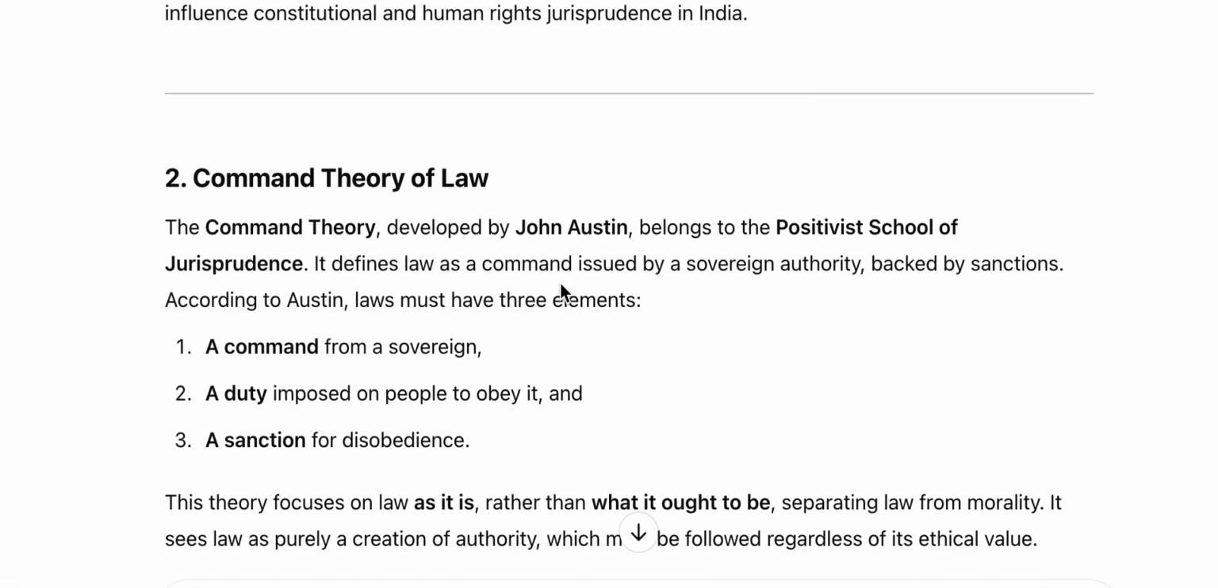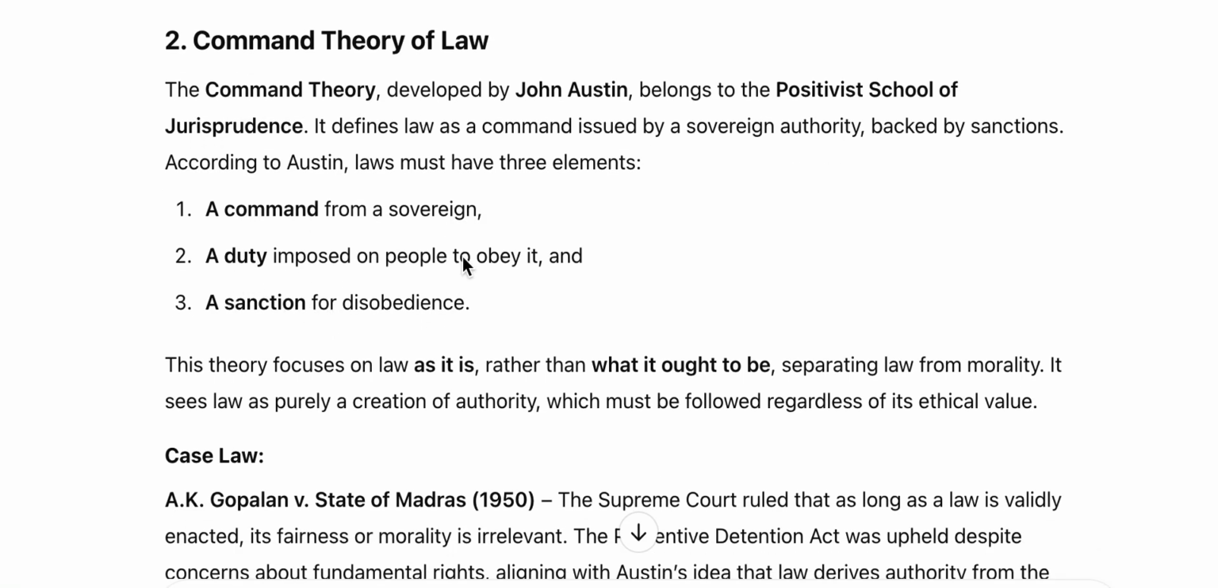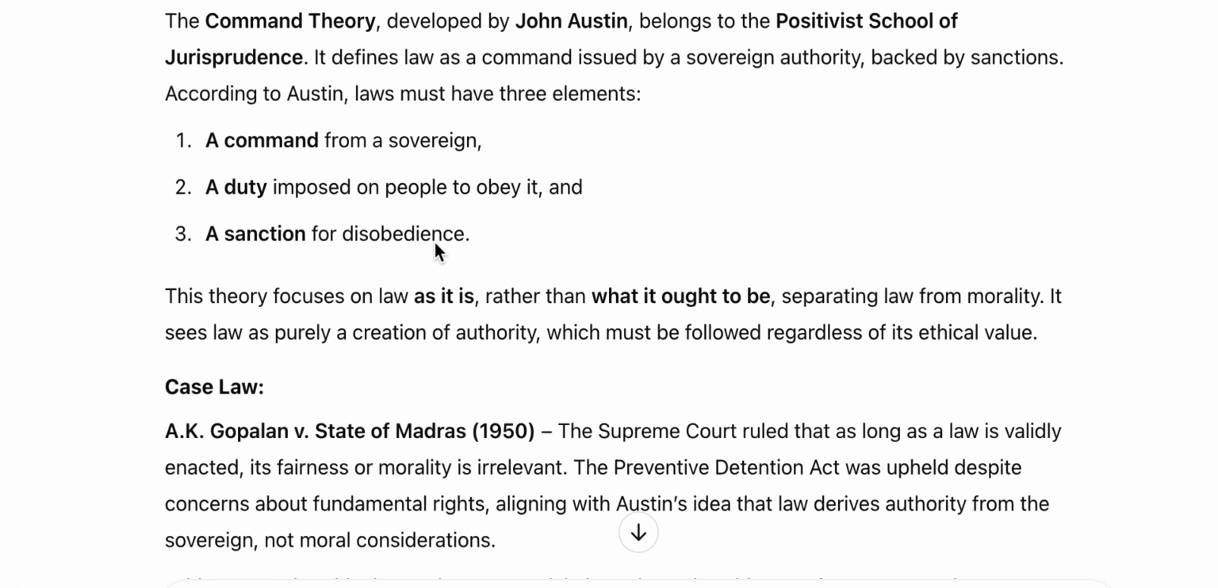The second short answer is command theory of law. The command theory was developed by John Austin. It belongs to the positivist school of jurisprudence. It defines law as a command issued by a sovereign authority backed by sanctions. According to Austin, law must have three elements: one, a command from a sovereign; two, a duty imposed on people to obey it; and three, a sanction for disobedience.